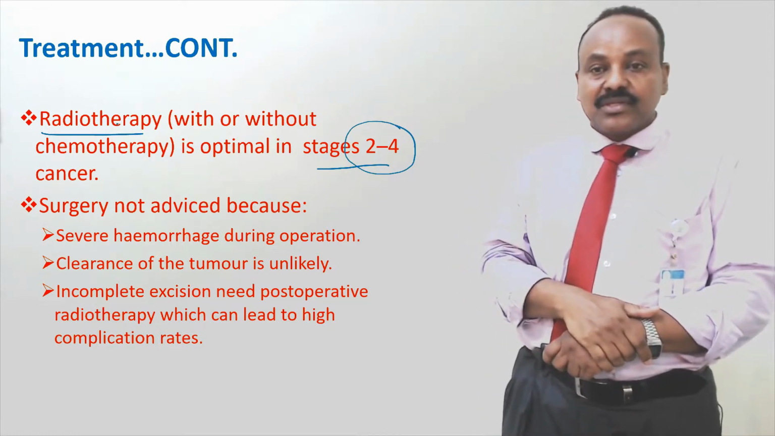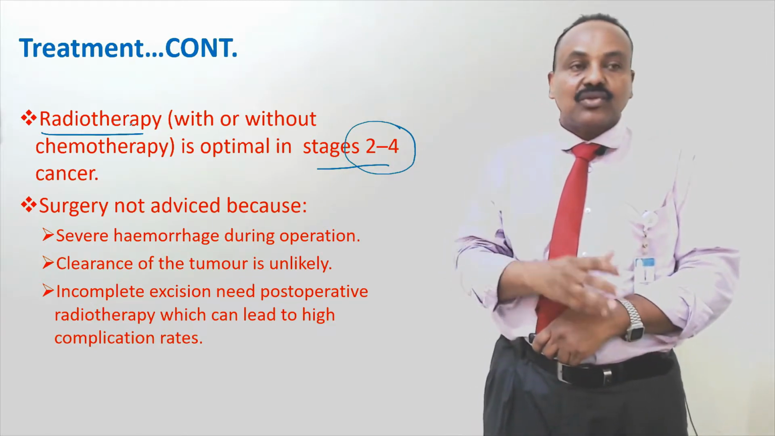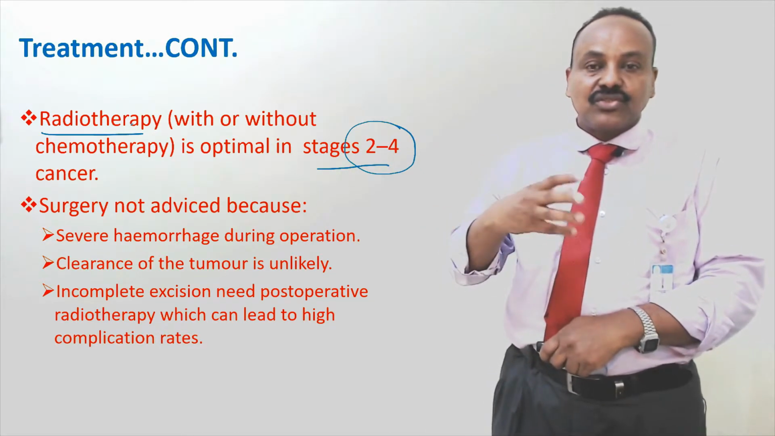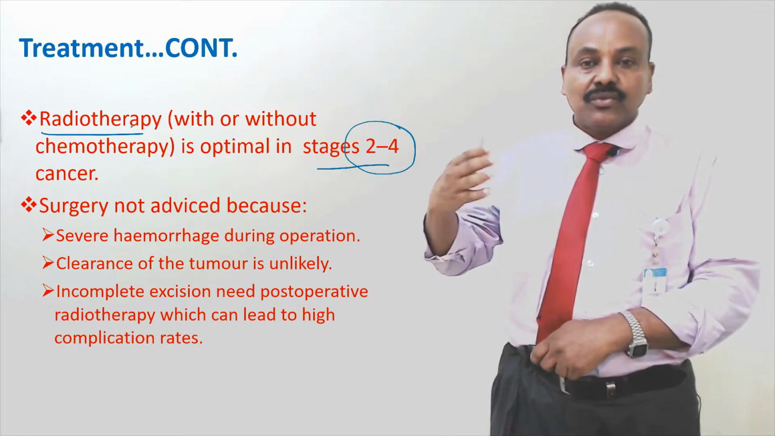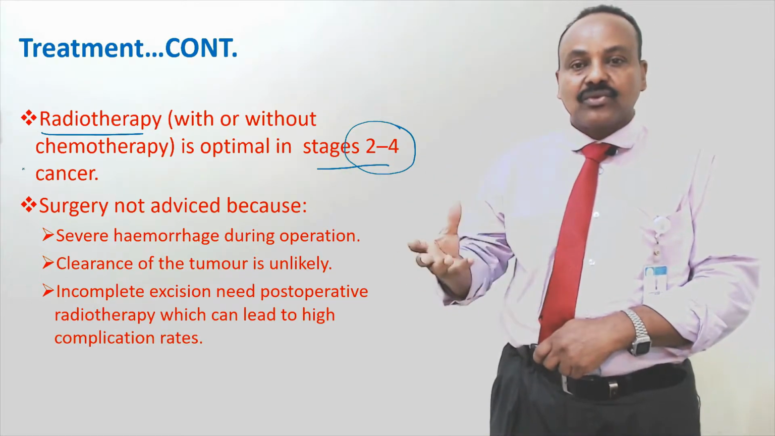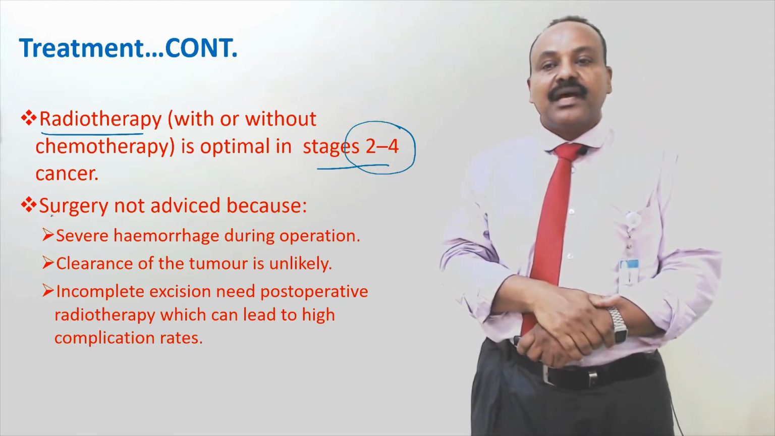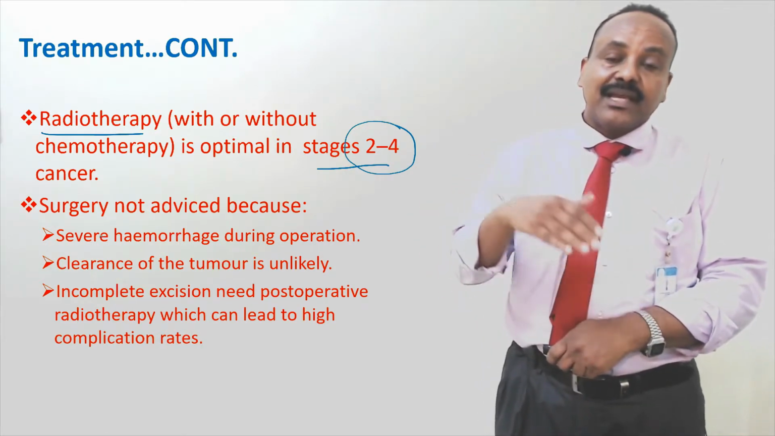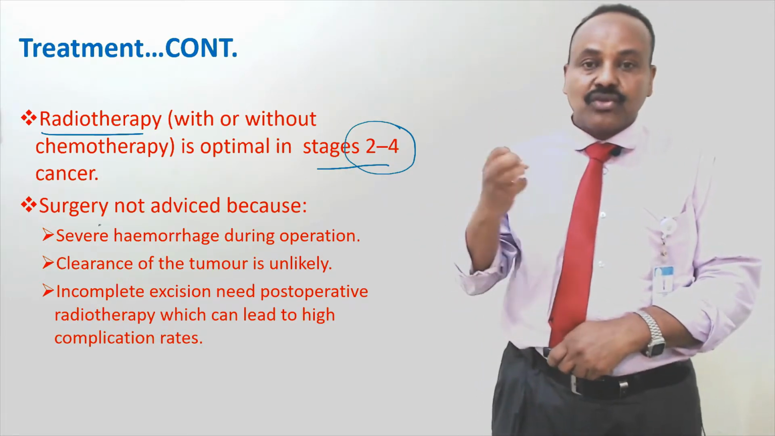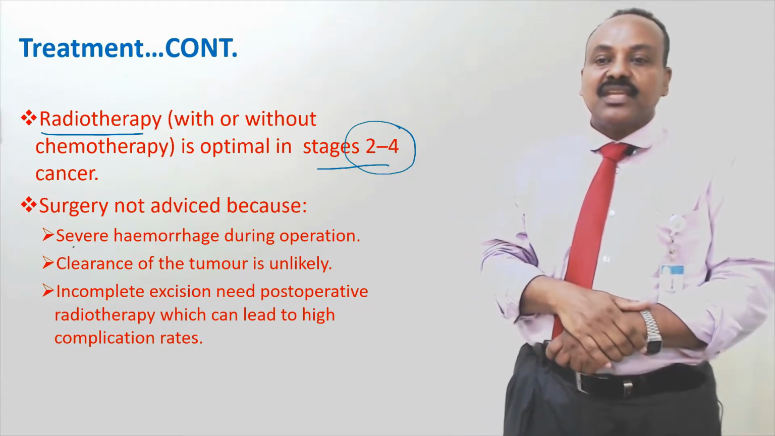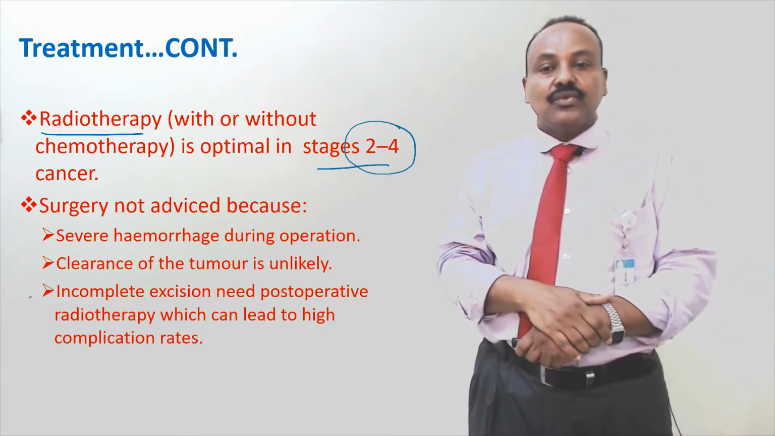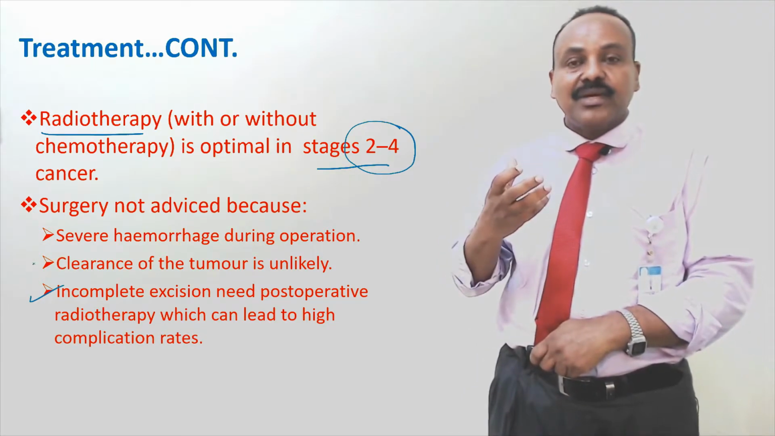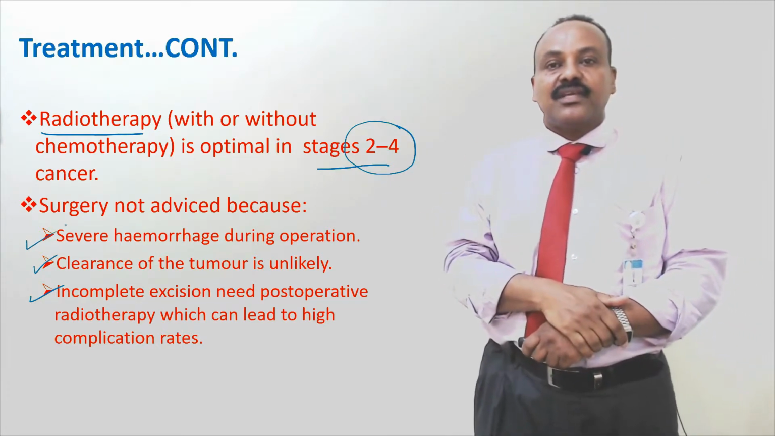Surgery is not advised because of severe hemorrhage during operation, because this carcinoma has spread to other tissues and the tissue is fixed. So when you remove the tissue, there is more bleeding, and you cannot control bleeding during operation. Also, clearance of the tumor is unlikely because it has spread to the para-aortic lymph nodes, which are very difficult to remove. Incomplete excision needs post-operative radiotherapy, which can lead to a high complication rate. If you cannot remove all the tumor, you need radiotherapy again.